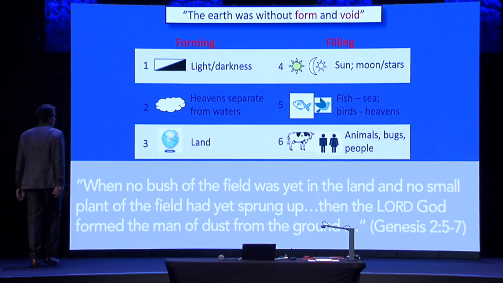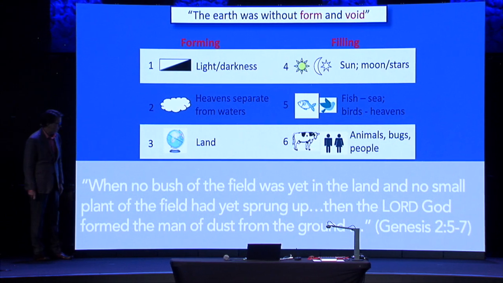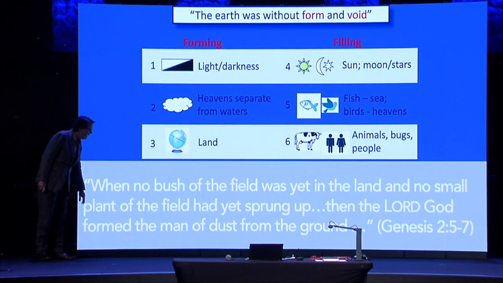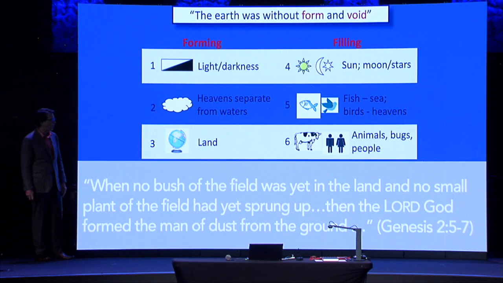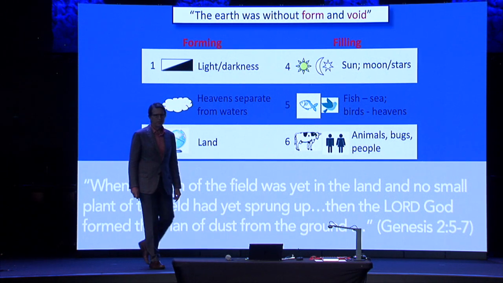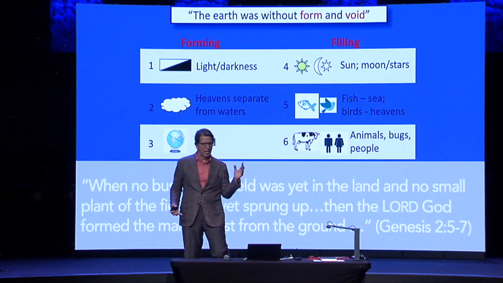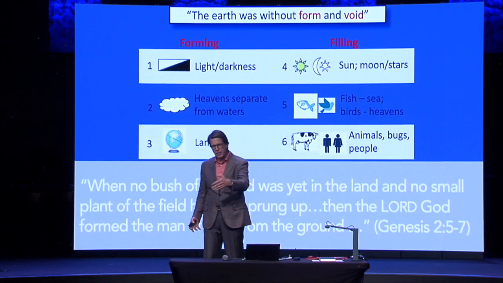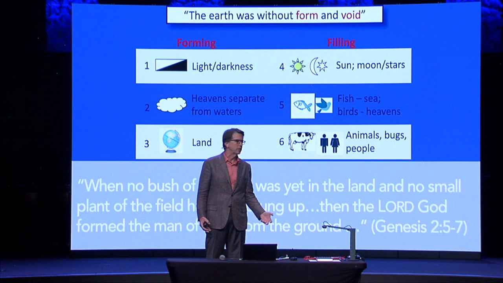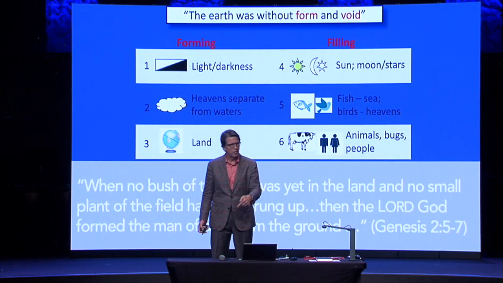is Genesis 2:5 through 7, when no bush of the field was yet in the land. No small plant of the field had yet sprung up. Then the Lord God formed the man of dust from the ground. And so you sit there and you say, how can that happen when day three he did land and vegetation? And day six he does people.